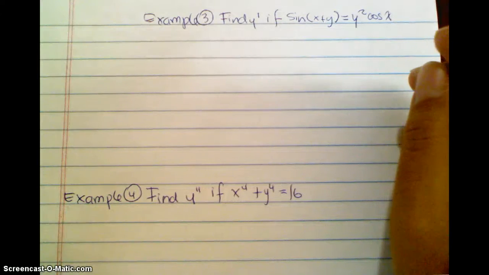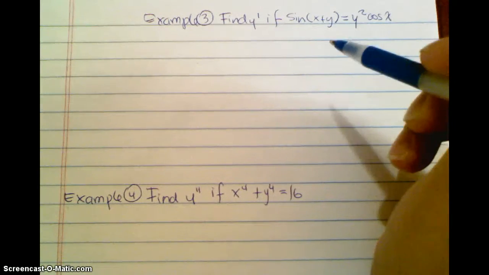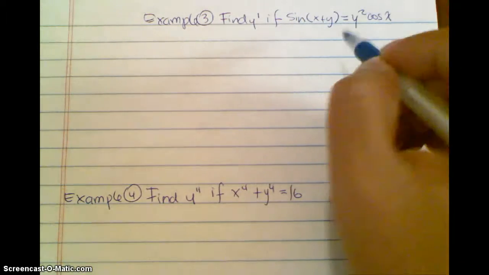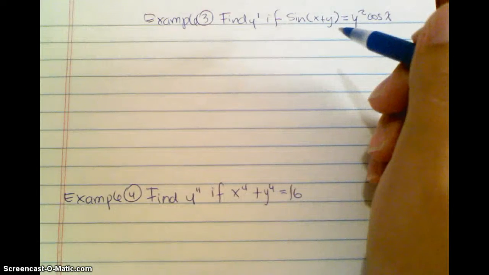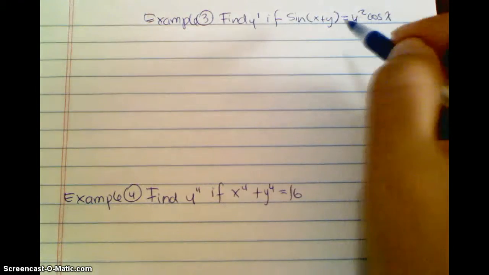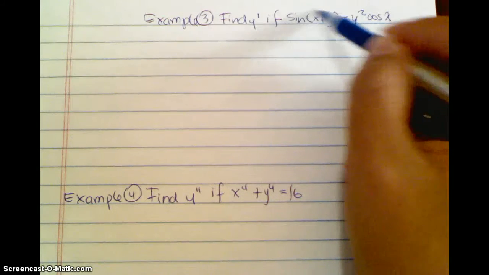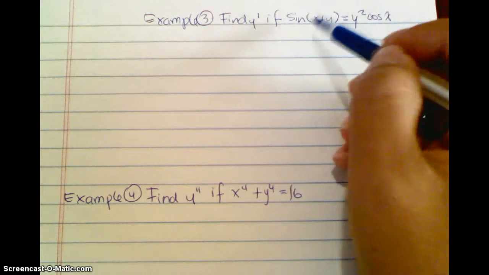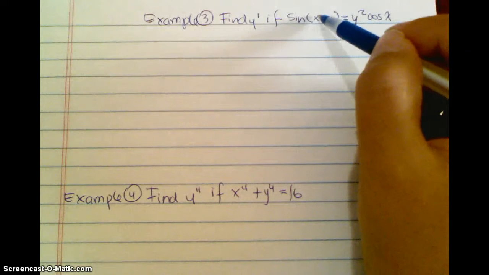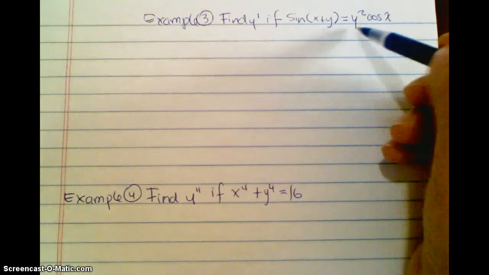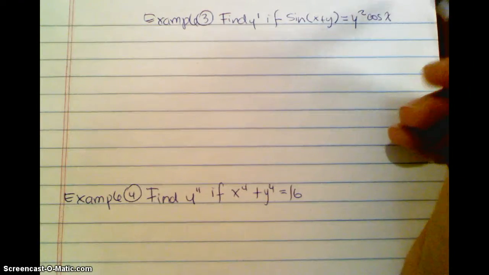In example 3, the idea is that you see how we can do implicit differentiation even with the new functions that we have learned the derivative of, the trig functions. So just pay attention that this is a composition of two functions. You have the sine of, and inside you have x plus y, and then in here we have the product, so we're going to be using product rule as well.